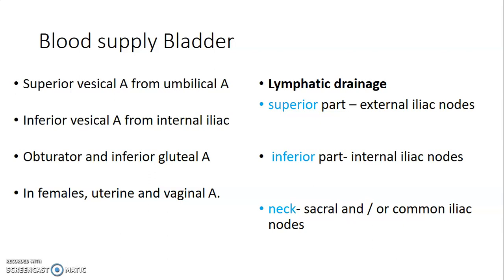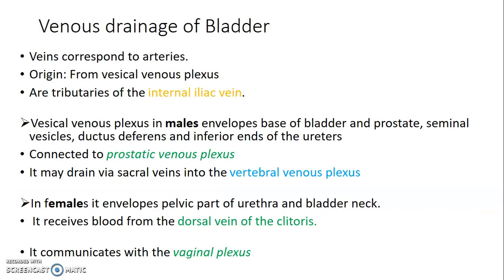We also have obturator and inferior gluteal arteries, and in females we have uterine and vaginal arteries that also supply the urinary bladder. The bladder lymphatics drain into three different areas: the superior part to external iliac nodes, the inferior part drains to internal iliac nodes, while the neck will drain into the sacral and common iliac nodes.